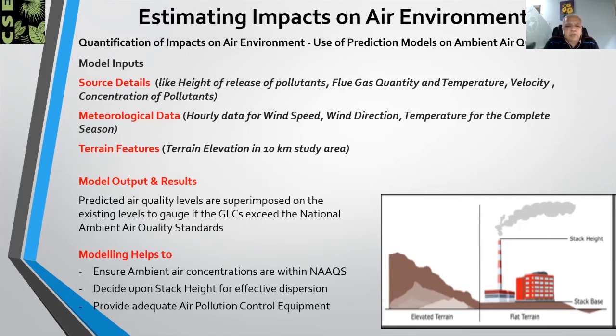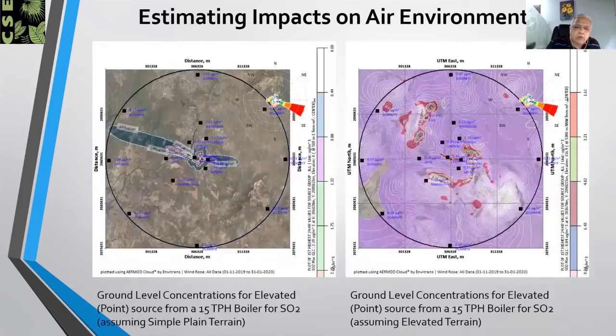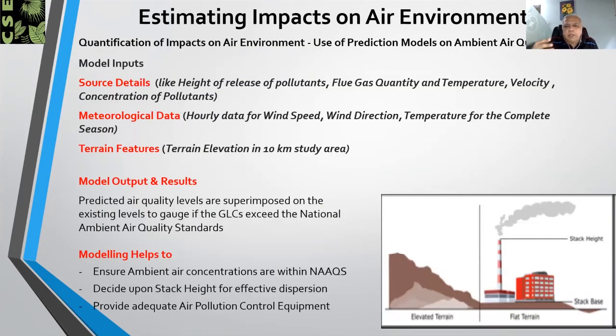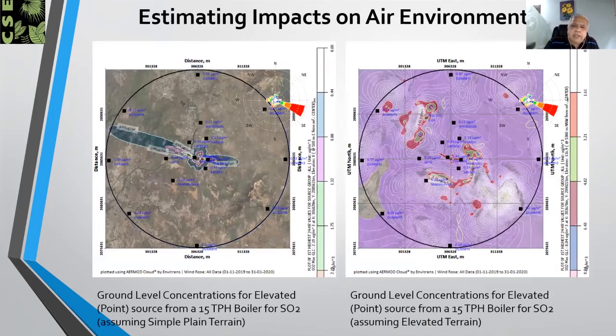And the modeling helps us to ensure that ambient air concentrations within the vicinity of a project are within the national ambient air quality standards. It also helps to decide whether the stack height provided by the proponent is sufficient or we need to increase it. And also it may help us to determine the adequacy of the air pollution control equipment, or plan for new air pollution control equipment based upon the levels of the ground level concentration or based upon the requirement of the scrutinizing agency or the expert appraisal committee.